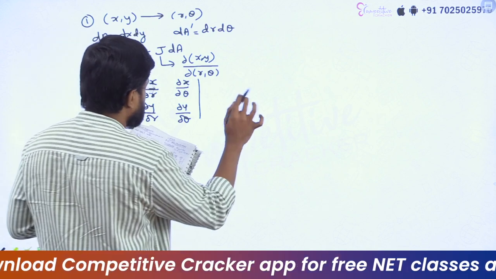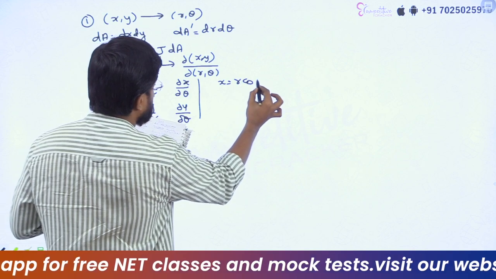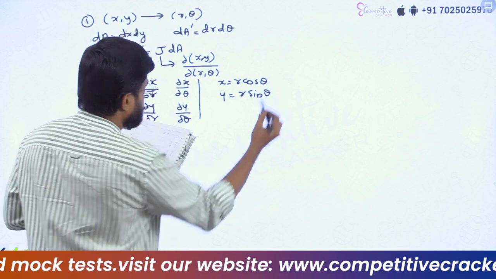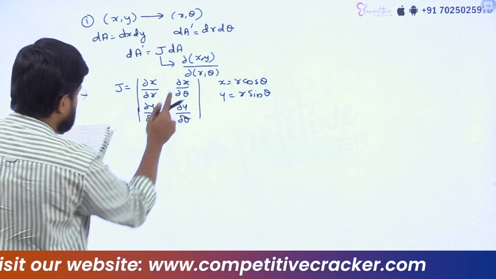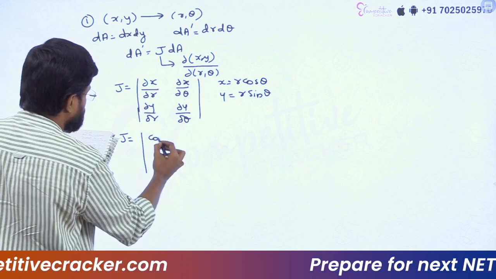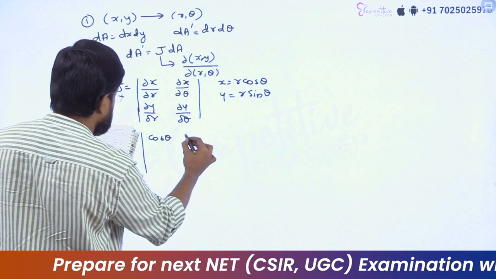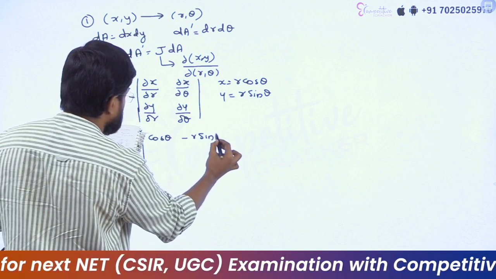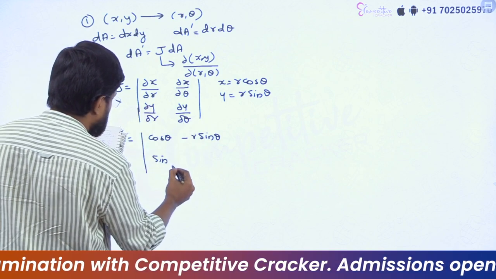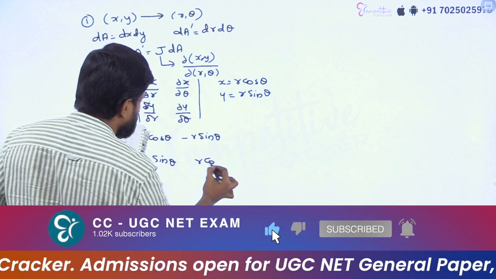And we know the conversions: x is equal to r cos theta, and y is equal to r sin theta, right? So to find the Jacobian J, ∂x/∂r is cos theta, and ∂x/∂θ is minus r sin theta, right? And ∂y/∂r is sin theta, and ∂y/∂θ is r cos theta.